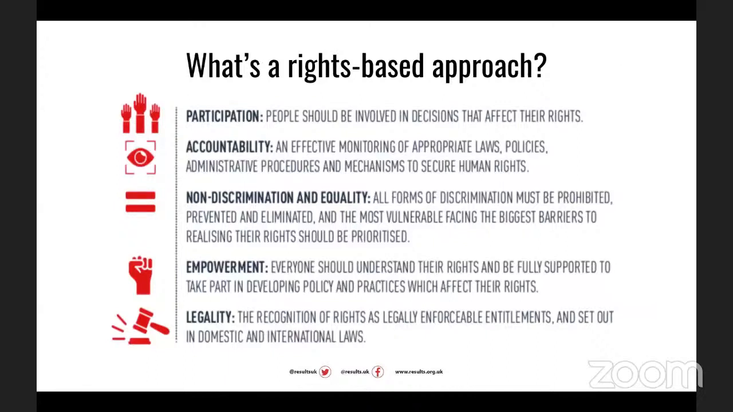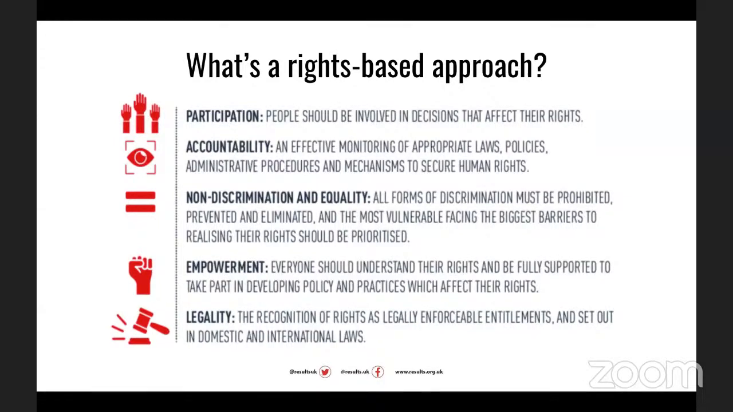Through the event today, you will hear us mentioning the term rights-based approach. So what does that mean? A human rights-based approach is a conceptual framework for policies and programs which are normative based on international human rights standards and principles, with the aim to promote and protect human rights.